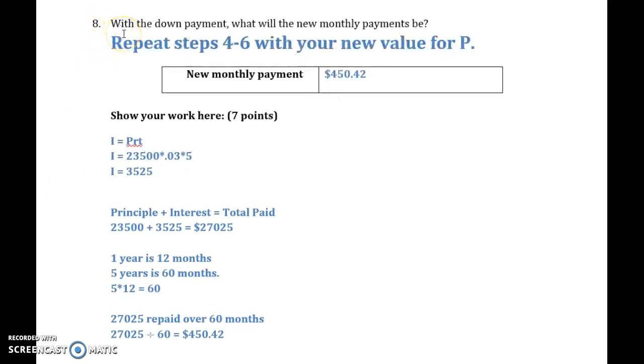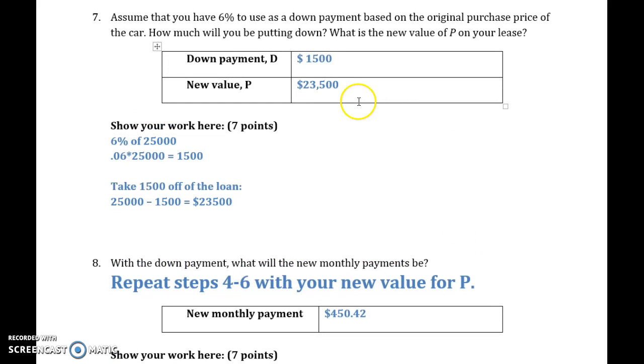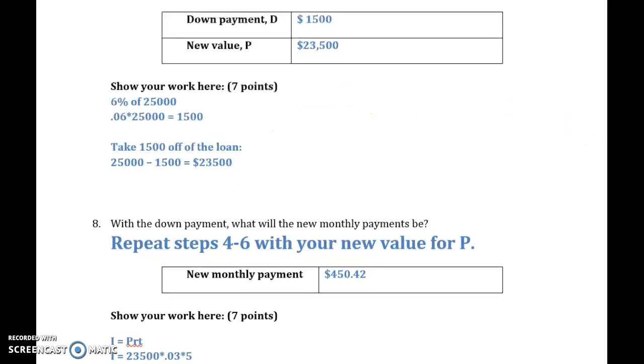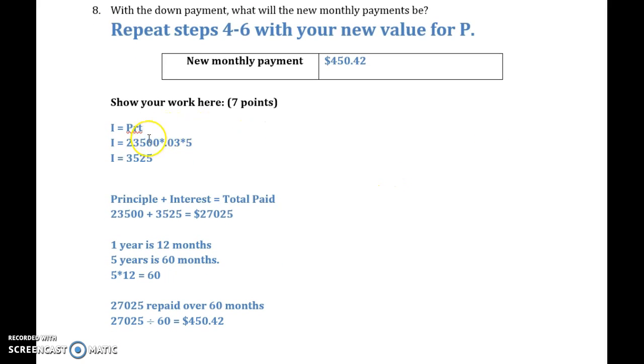Number 8 is saying that with our down payment, what's our new monthly payment going to be? In other words, it's asking us to repeat steps 4 through 6, but using our new value for P that we just calculated up here in question 7. So just like in step 4, we're going to have to calculate what the interest would be with our new value for P. So do P times R times T and get your new interest. Just like in step 5, we're going to have to take our principal plus our interest to get the total amount that we have to pay back. And just like in step 6, then, we take that total amount, divide it by how many months we'll be repaying the loan, and that gives us our monthly payment.